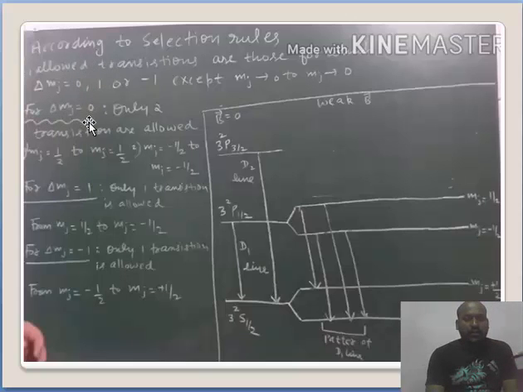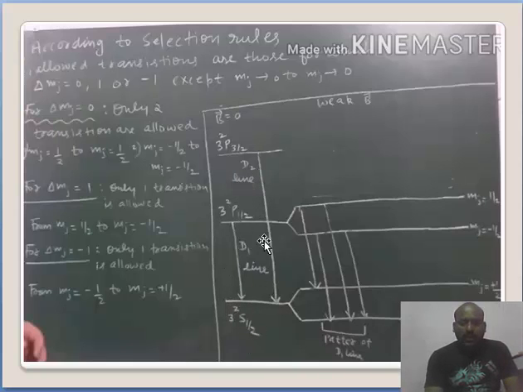For example, delta mj is equal to 0. For example, I will show in this energy level diagram. First look here: this is one energy level, this is the second energy level, this is the third energy level. The first energy level is 3p 3 by 2 raised to 2, and 3p half raised to 2, and 3s half raised to 2.